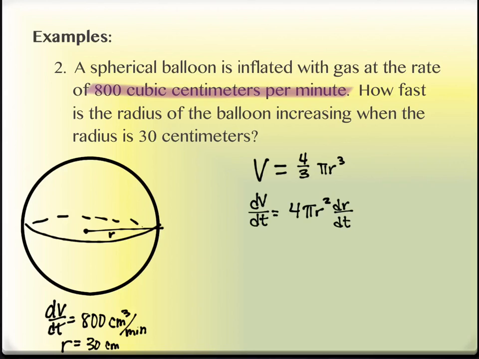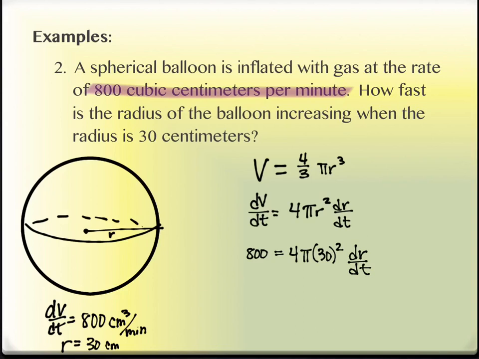But at this point, there's three variables: dv dt, which we know, r, which we know, and dr dt, which we're asked to find. So we have them all. There's no going back and trying to find theta like we did last time. That's very nice. So on the left-hand side, I have an 800. On the right-hand side, I have the 30 for the centimeters now. And dr dt is the only piece that I need to find.